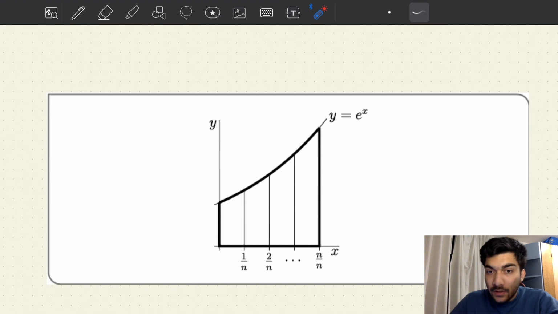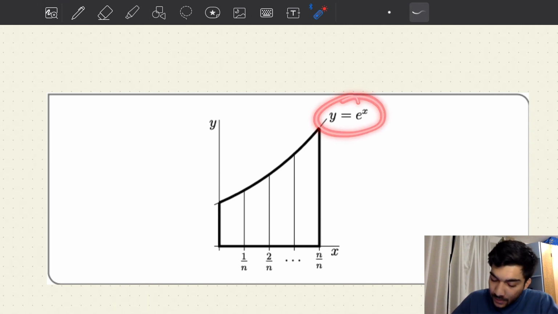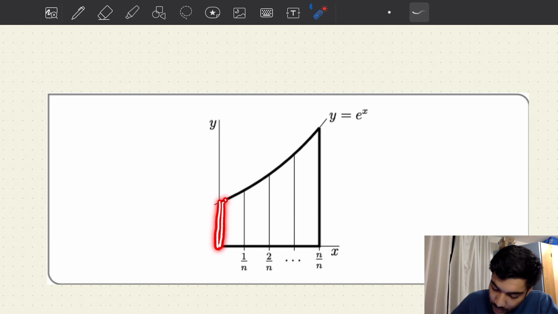What we realized is that, in order to calculate the actual area under the curve, we'll take extremely thin vertical rectangular strips and add the areas of those individual strips. So for example, based on this curve y equals e to the power x, I'll take those extremely thin vertical strips and add the areas of the individual rectangular strips in order to calculate the actual area under the curve of y equals e to the power x.